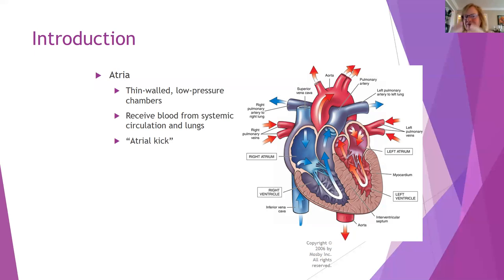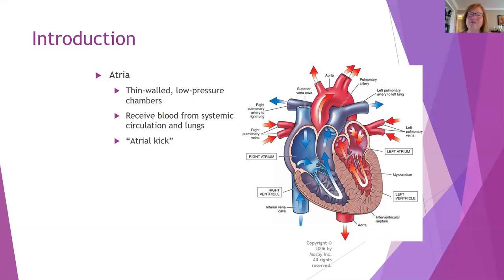It is passively filling. But the important thing that we really pay attention to is that's only accounting for about 70% of that ventricular blood flow. So about 70% of the blood flows directly from the atria into the ventricles. But with that atrial contraction, we get that additional 30% added filling to the ventricles.